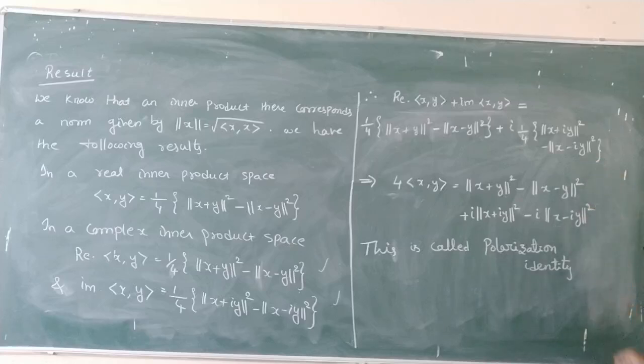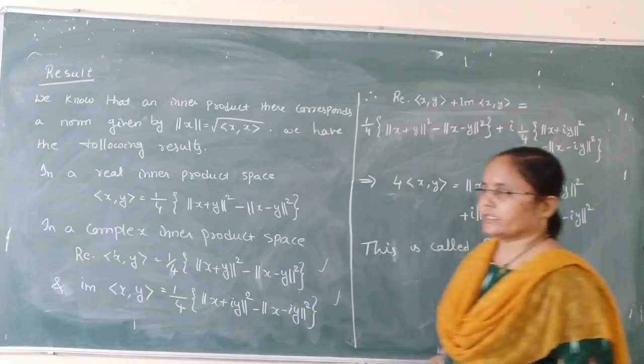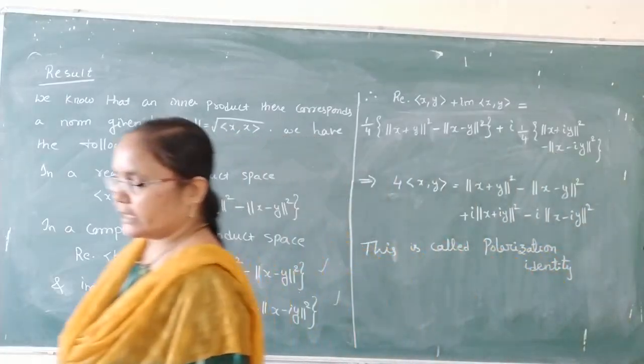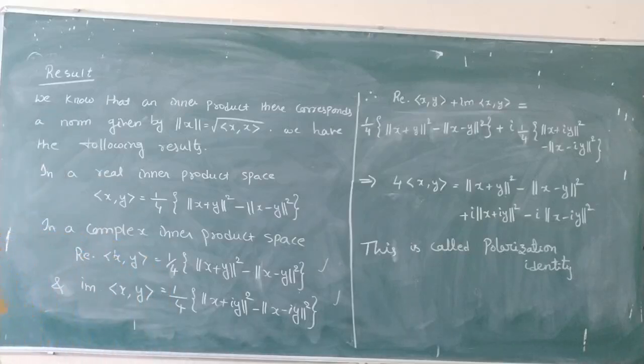This entire thing gives the polarization identity. See the last line, this is called the polarization identity. So with this result, our inner product spaces topic is completed. In the next class, I will start the next topic. Okay?